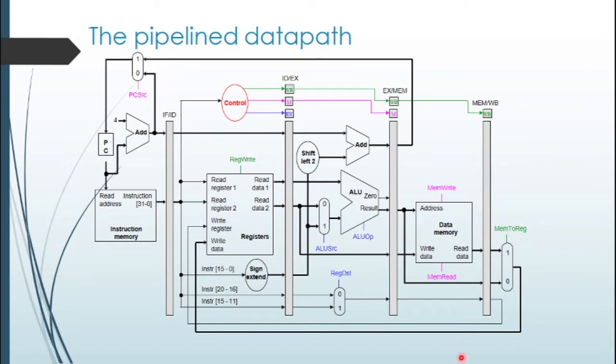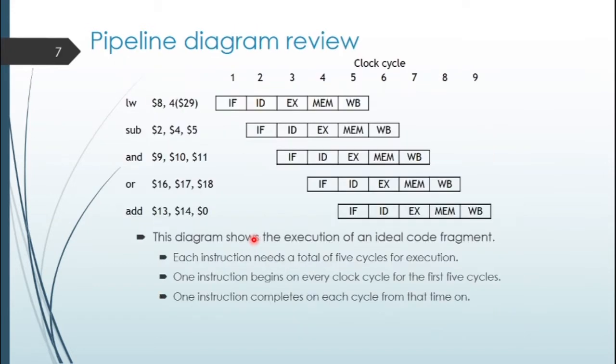And in the last stage, the write back data is copied from MEM/WB and stored in the register if it's a load word or R-type instruction. So this is a typical pipeline data path. Let's go through the same example that we did last lecture.